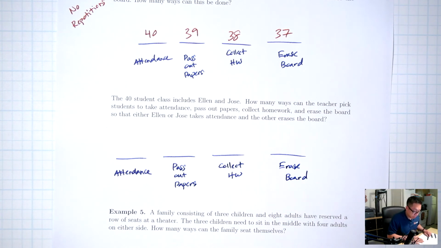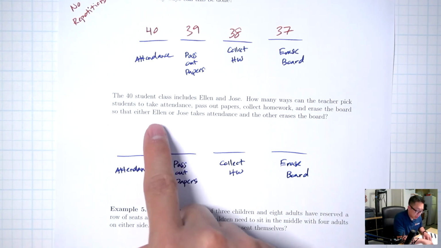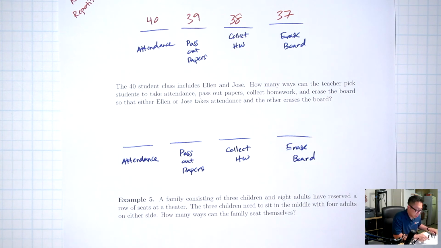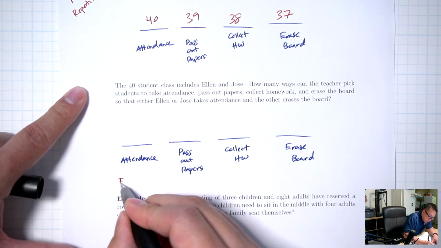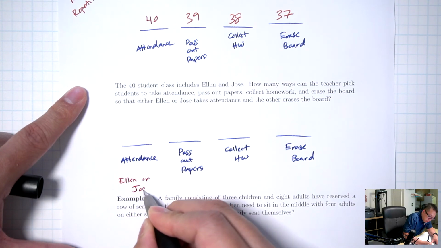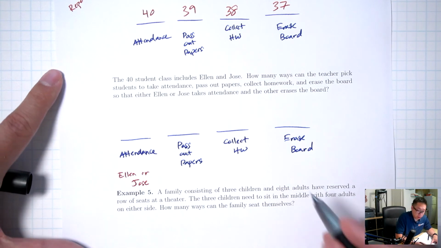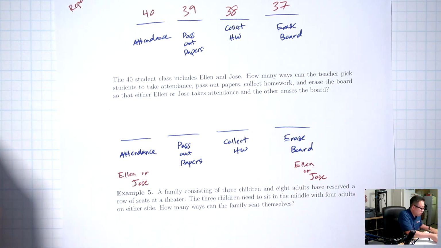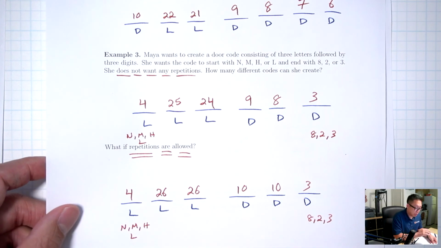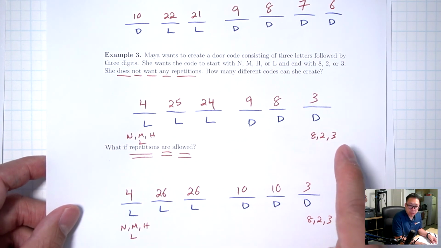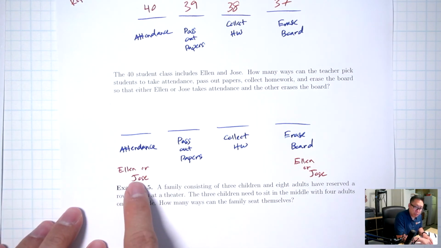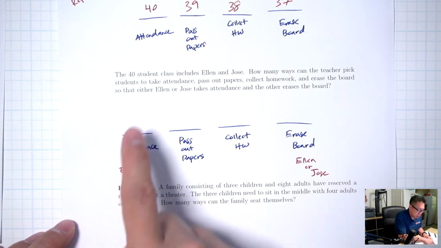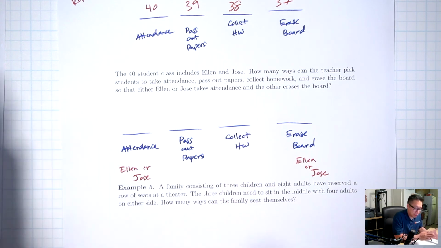Okay, so in addition, I have restrictions, right? I want either Ellen or Jose to take attendance and then the other person to erase the board. So the first blank, I want to be either Ellen or Jose. The last blank, I want to be Ellen or Jose also. This is very similar to the code example here, where I'm telling you what I want you to use for the first blank and what I want you to use for the second blank. It doesn't always have to be the first and last blank. I could say I want Ellen or Jose for attendance and then the other person to collect homework. So it doesn't matter that it's the first and last blank.